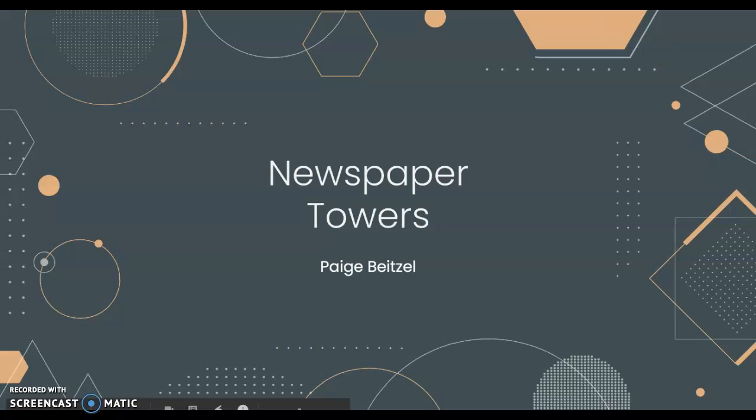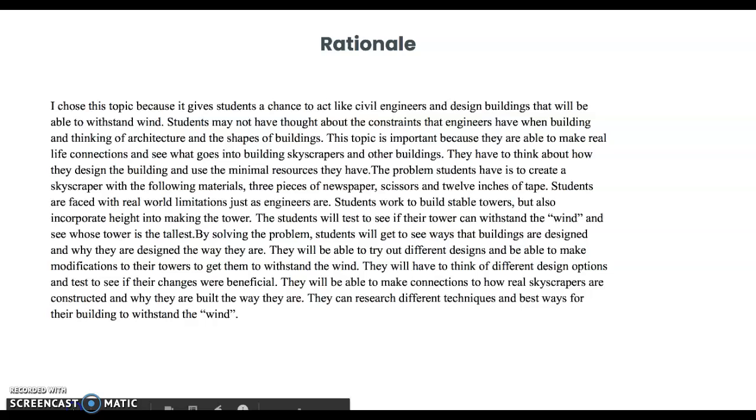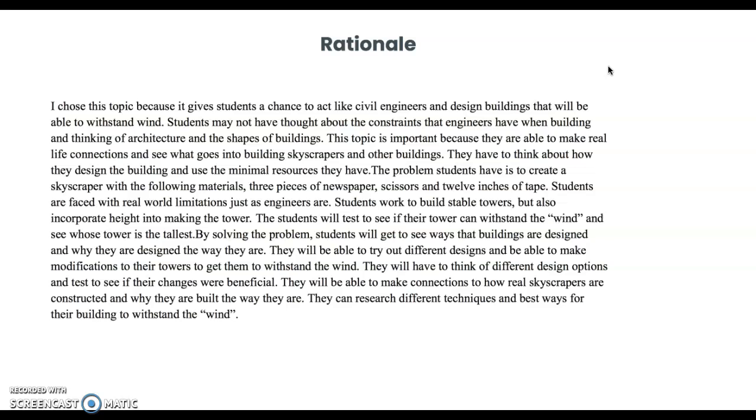My engineering design project is newspaper towers. My rationale for this was that my students would be able to act like civil engineers and design buildings that will be able to withstand wind. Students will be thinking about architecture and shapes of buildings, and they'll be able to make real life connections to engineers, and the way that the constraints that they are given is similar to the constraints that engineers have to deal with. Students are going to work to be able to build stable towers, but also incorporate height.